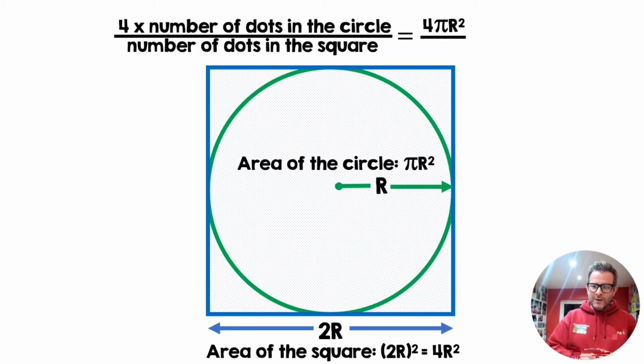Then that would give us 4 pi r squared for the top, and it would give us 4r squared for the bottom. And if we work that out, if we divide, you can see the 4 and the 4 are going to cancel out. The r squared and the r squared is going to cancel out, and so that's why this might just give us an approximation to pi.